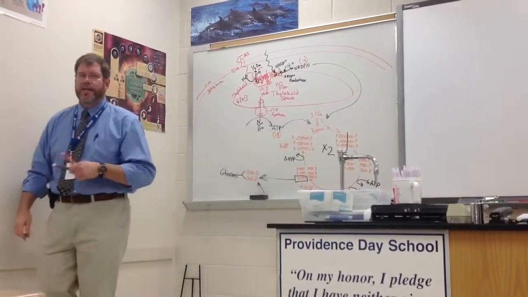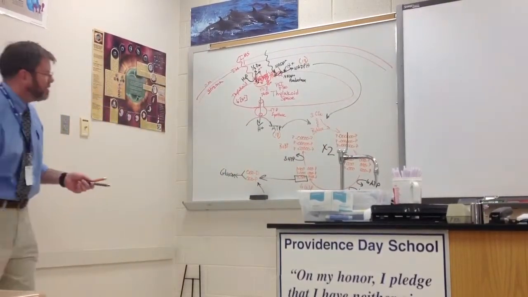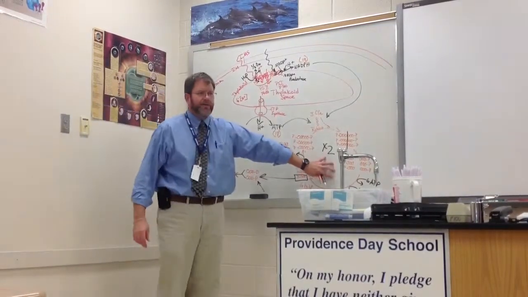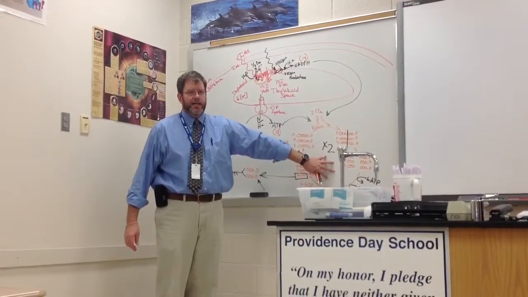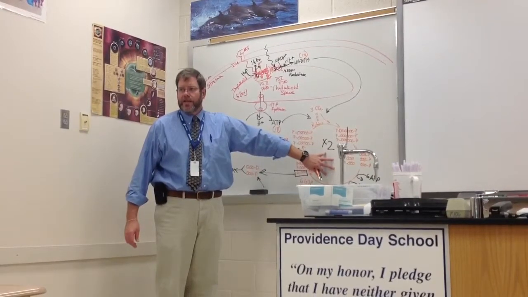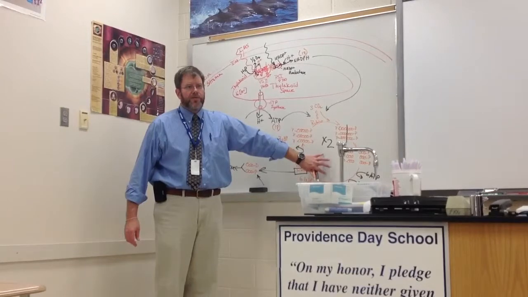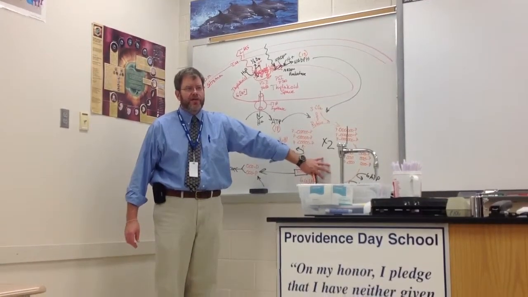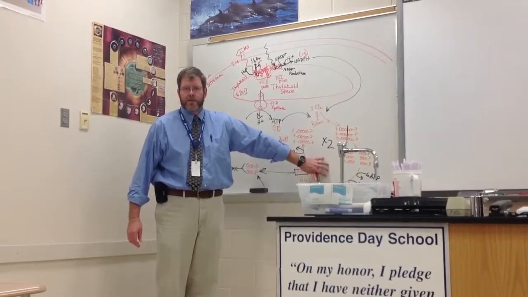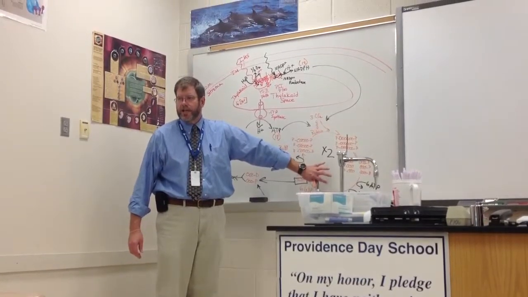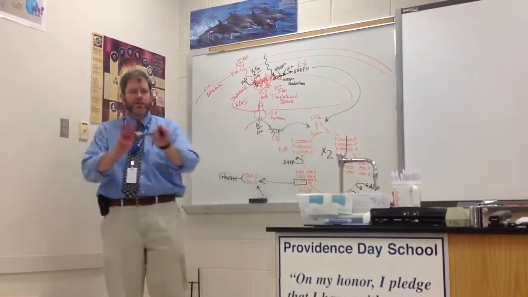So if we run this thing twice, how many ATP are required for 1 run of the Calvin cycle? 9. 2 runs? 18. NADPH, 1 run? 6. 2 runs? 12. Product of 1 turn of the Calvin cycle, how many G3Ps? 1. 2 G3Ps from 2 turns of the Calvin cycle, and 2 G3Ps equals 1 glucose.